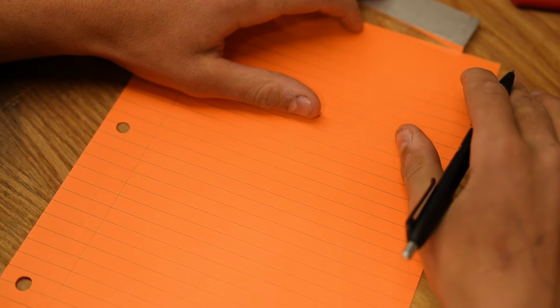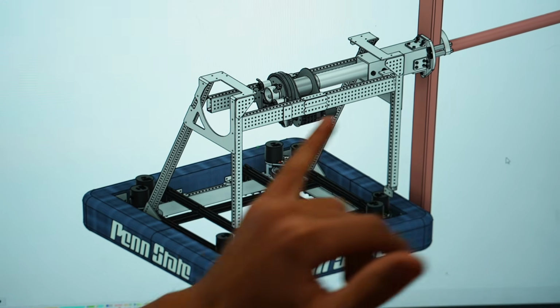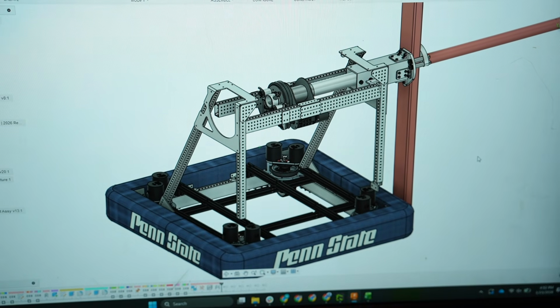All right. So the first thing we're going to validate is our robot superstructure. This outer structure here is the superstructure of a robot.